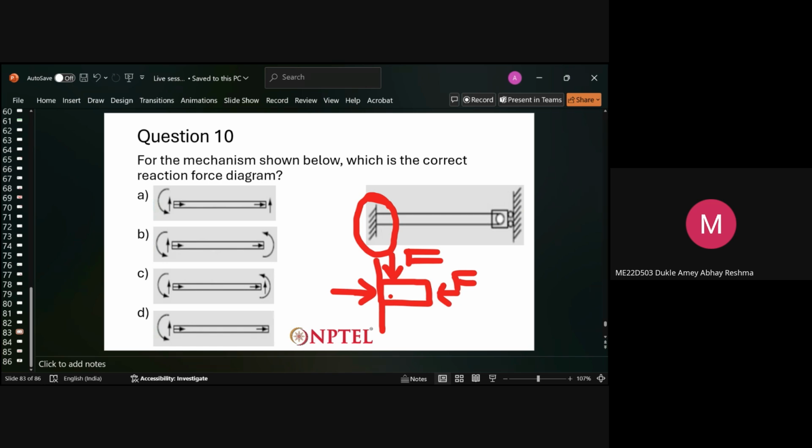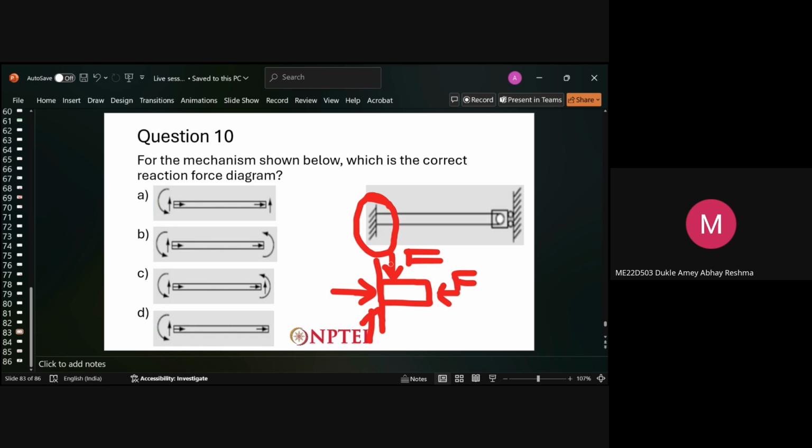The same thing if some force is coming from the top. Since it's a fixed end, it cannot move. You cannot move it downwards. So there will be a force applied by the wall itself. The wall will apply an opposite force so that the beam doesn't move or go down.